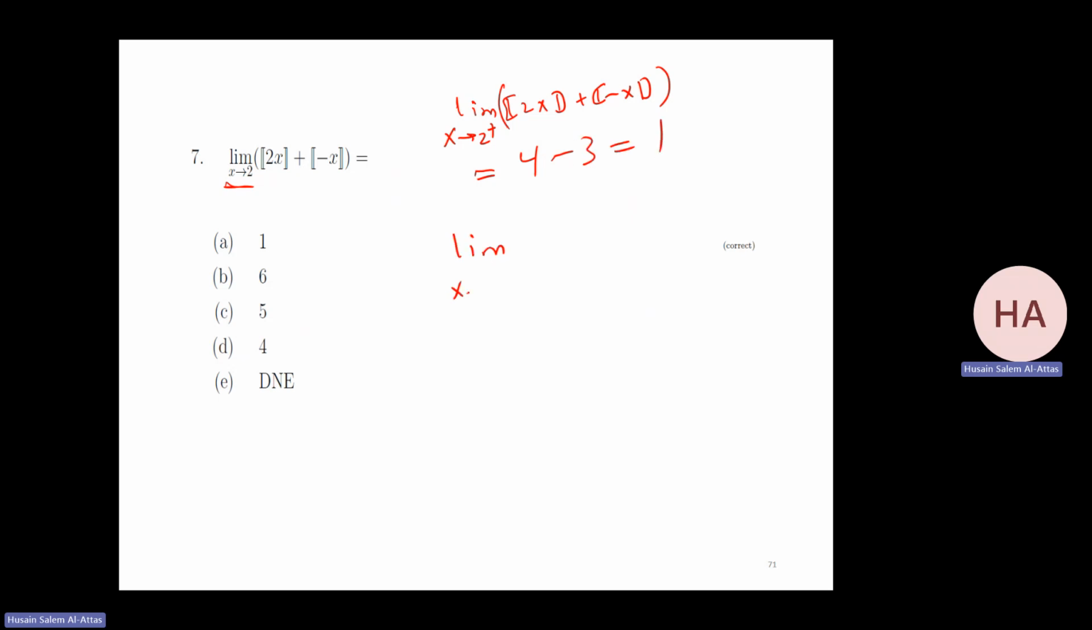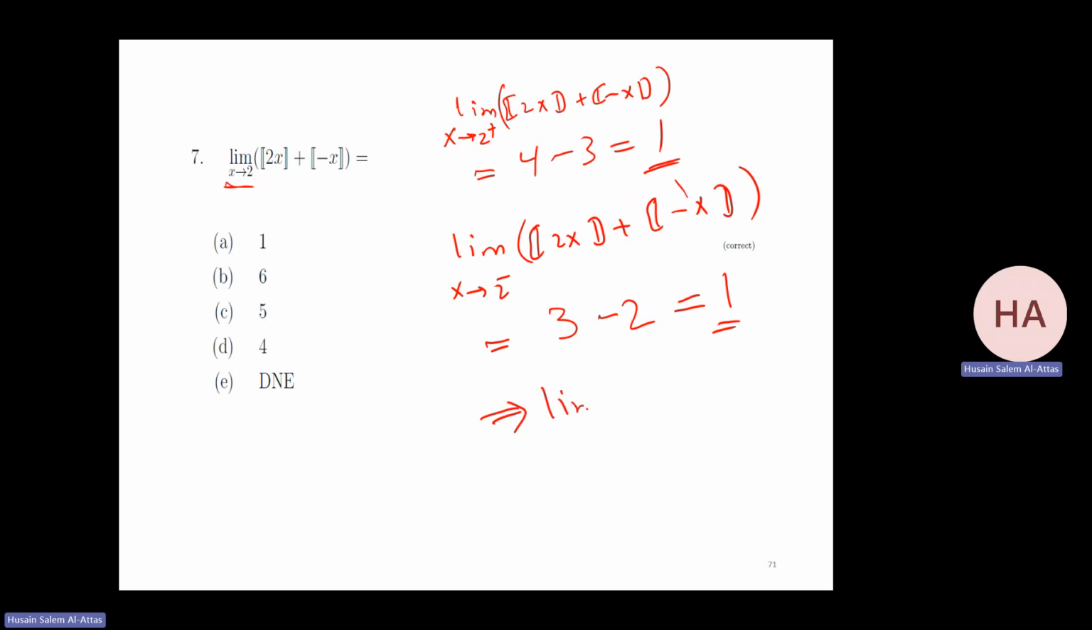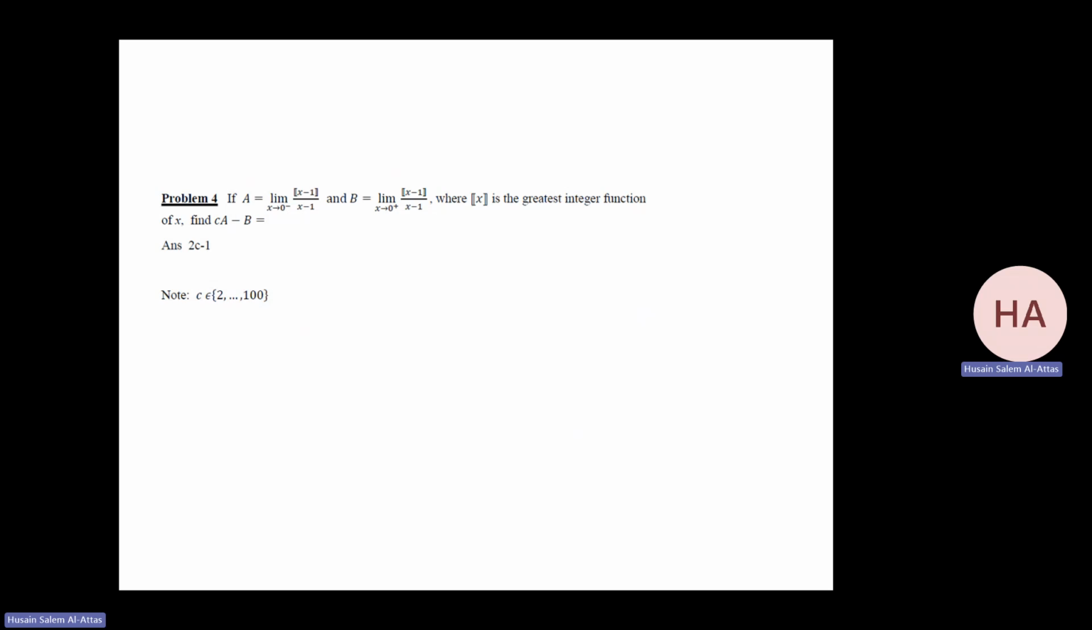What about it goes to 2 from left for the same function? Less than 2, 1.99 times 2 gives you 3.99 something. So that will be 3. Minus 1.999, this will be minus 1.99, that will be minus 2. So the answer is 1. Both are the same. So that means the limit as x goes to 2 of this will be equal to 1.